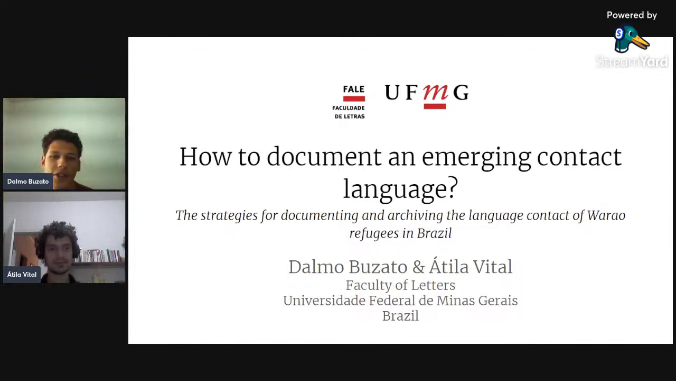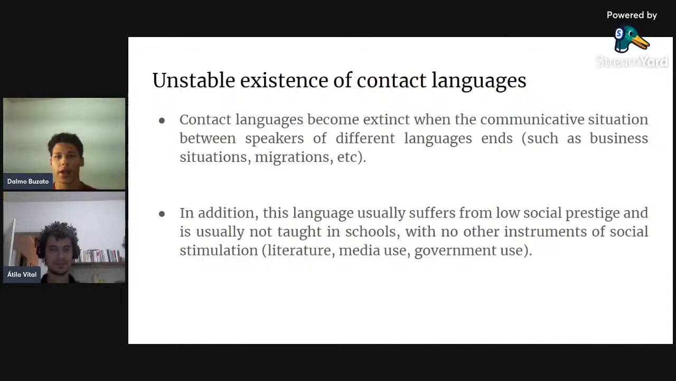The title of this presentation is How to Document an Emergent Contact Language: the Strategies for Documenting and Achieving the Language Contact of Warao Refugees in Brazil. The reason for this work is the unstable existence of contact languages. In their nature, contact languages become extinct when the communicative situation between speakers of different languages ends. And this situation can be, for example, business situations, migrations, and many others.